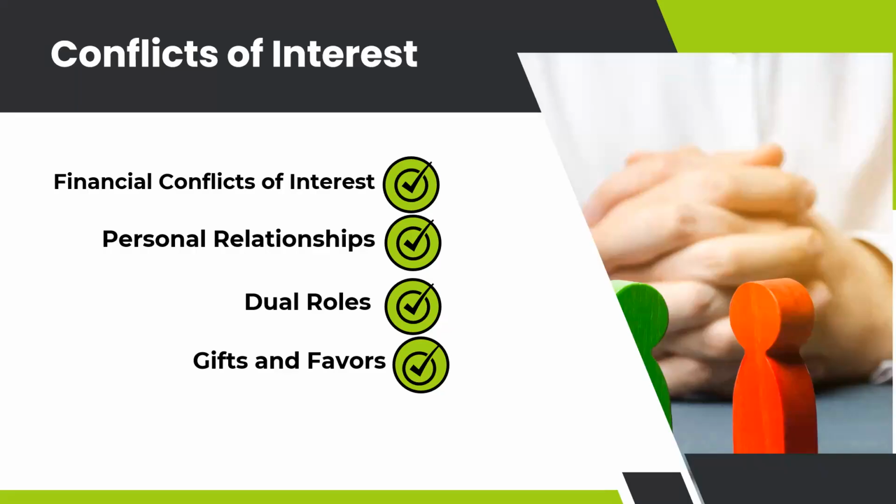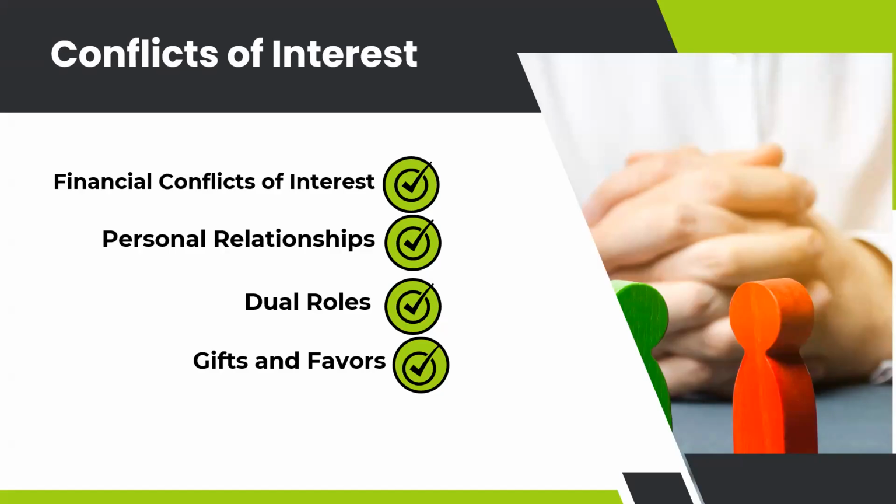Personal relationships. Conflicts of interest can arise from personal relationships. For example, if a manager hires a close friend or family member for a position within the company without considering other qualified candidates, it could create conflict between personal loyalty and the best interest of the business.